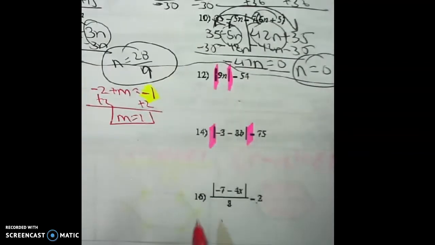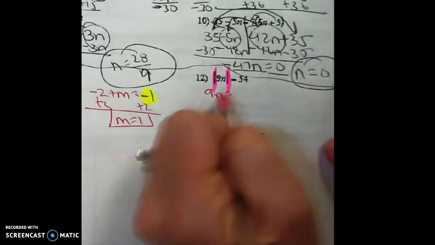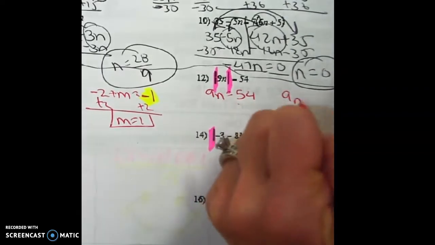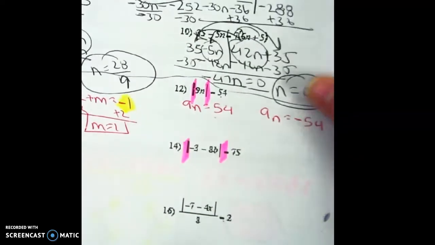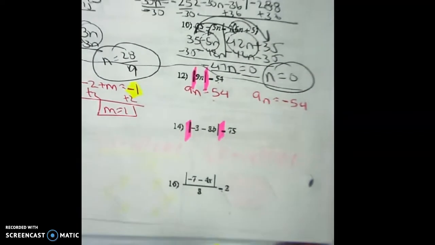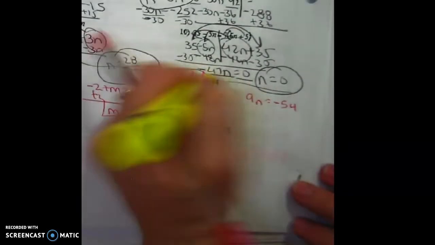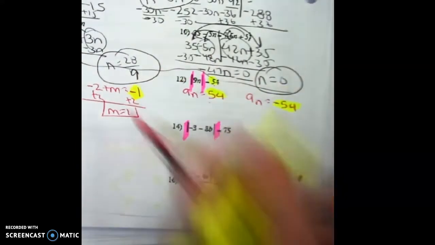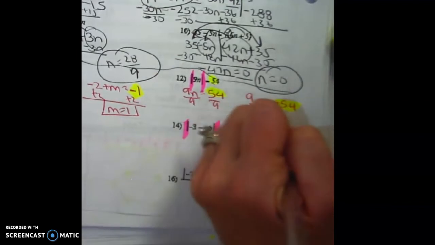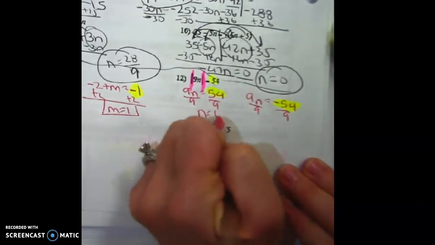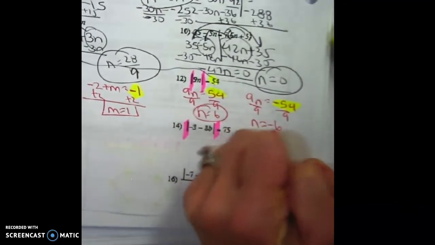All right, let's do this next one. Write it exactly as it is. Then create another one, but this time make this negative. Let me move that over so you can actually see it. So I took this, kept it, and then made it negative. And then now I solve it. Divide by 9, divide by 9. N equals 6, n equals negative 6.